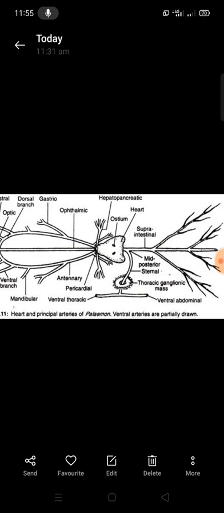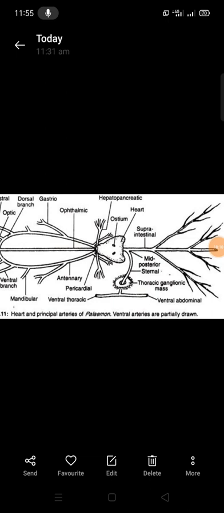And come to arteries. The arteries supply the blood from the heart to the various parts of the body. Arteries arise at the base of the apex part of the heart, and they travel to all body parts. Various arteries arise from the heart in the prawn. The first one is the median ophthalmic artery. It starts from the apex of the heart anteriorly. It is only one artery. It runs forward toward the head and joins with the circumcephalicus artery.